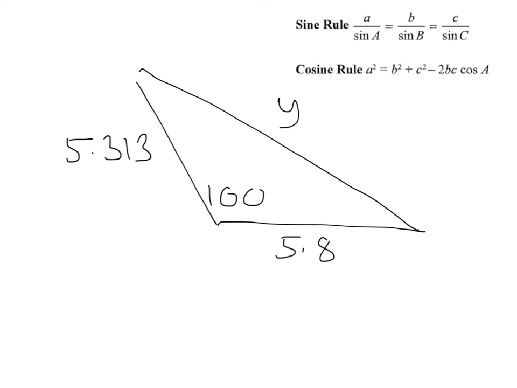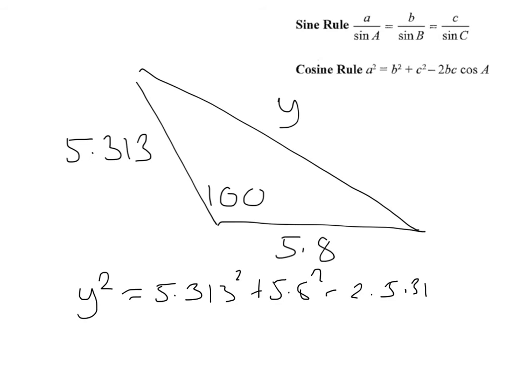So I've inserted the cosine and sine rule formulas in just to remind you that they're at the front of the paper. So applying that to this situation, then we've got y squared equals 5.313 squared plus 5.8 squared minus 2 times 5.313 times 5.8 times cos of 100. Now you can put that all into a calculator in one go, and you can square root as well, which I'll show you next.